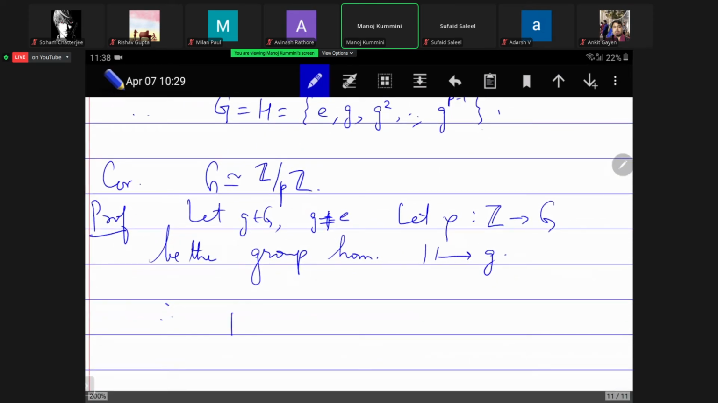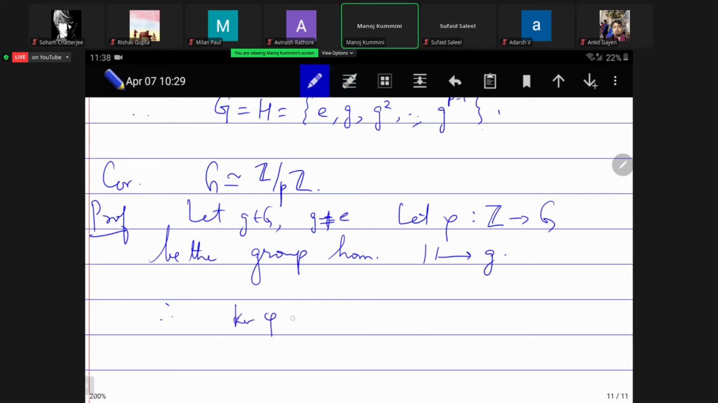Then the kernel of phi is PZ. First check that PZ is inside the kernel. And if anything else is in the kernel, then it must be some nZ and P must be in it. So therefore, P must be equal to n. Check this. You just need to know the structure of subgroups of Z to conclude the statement.